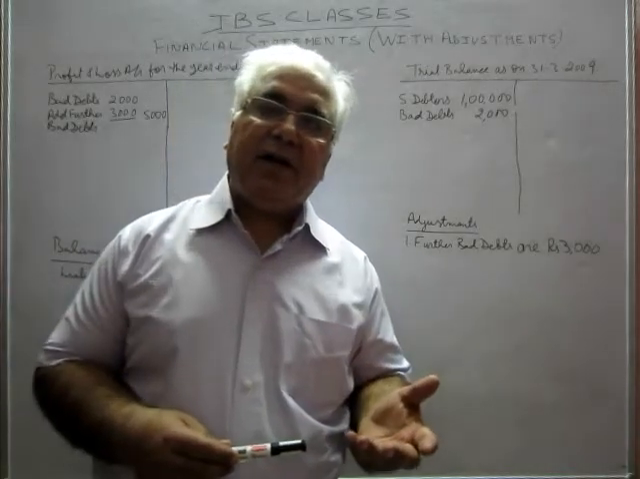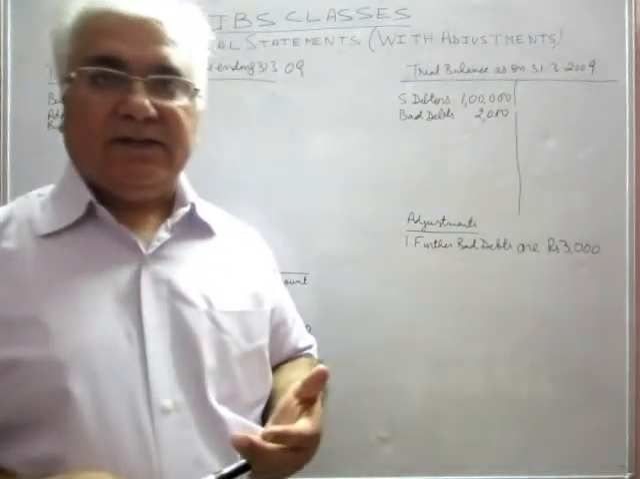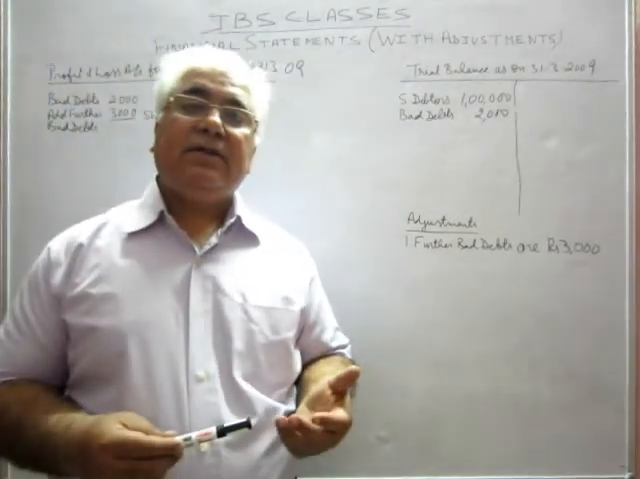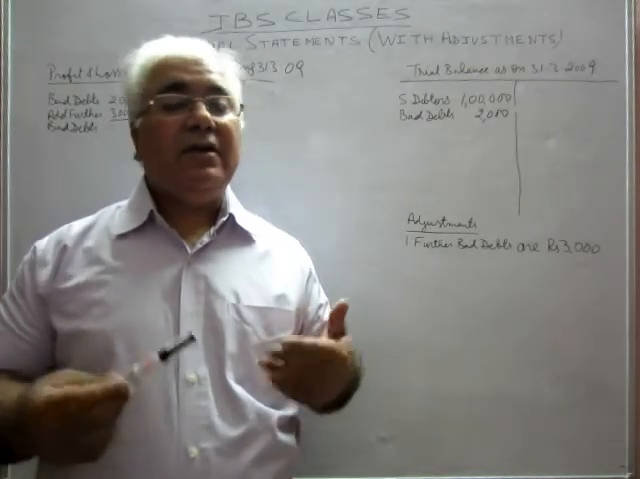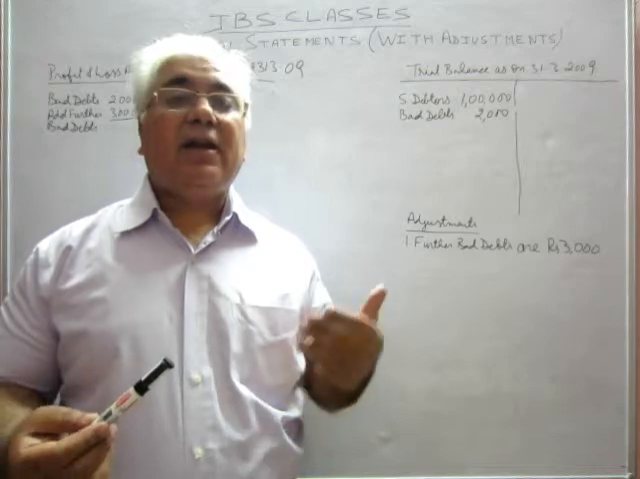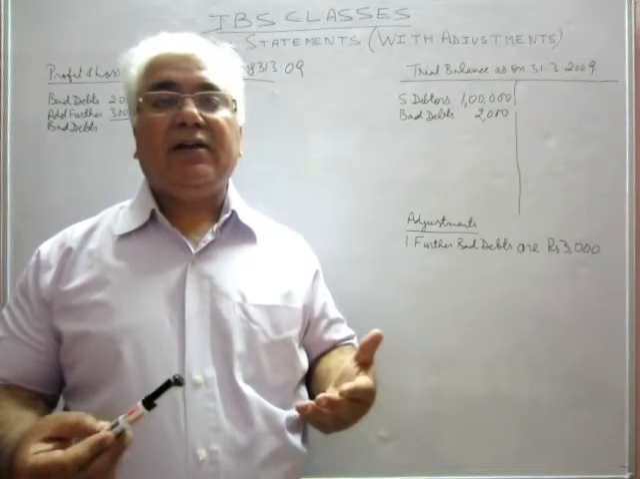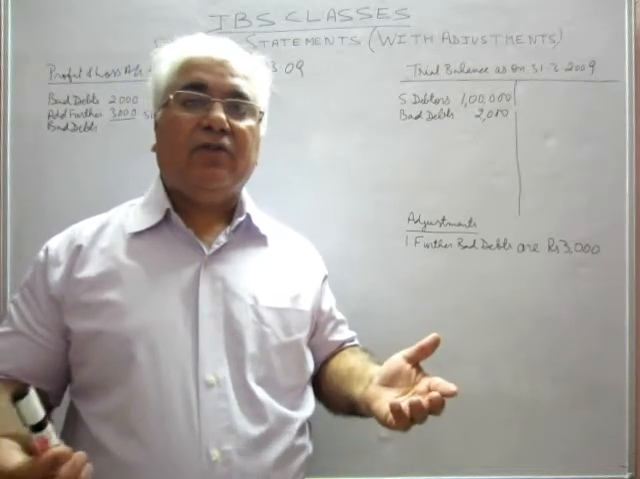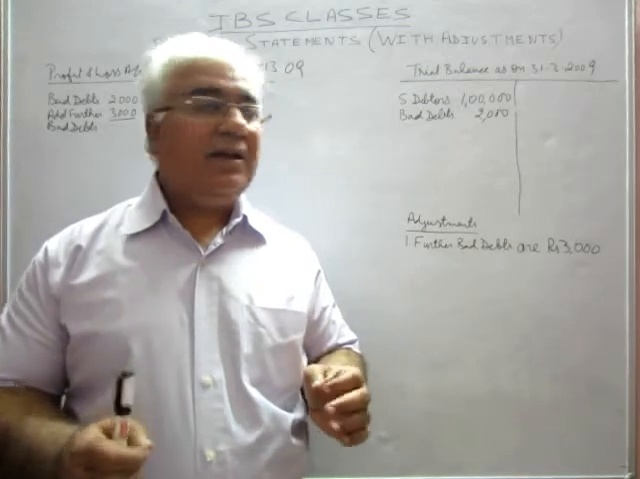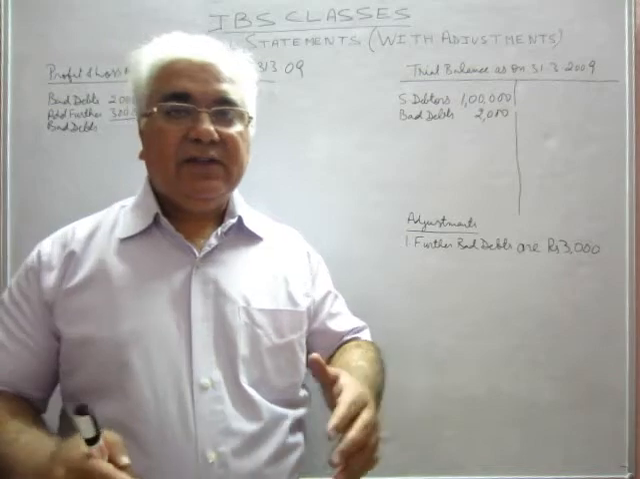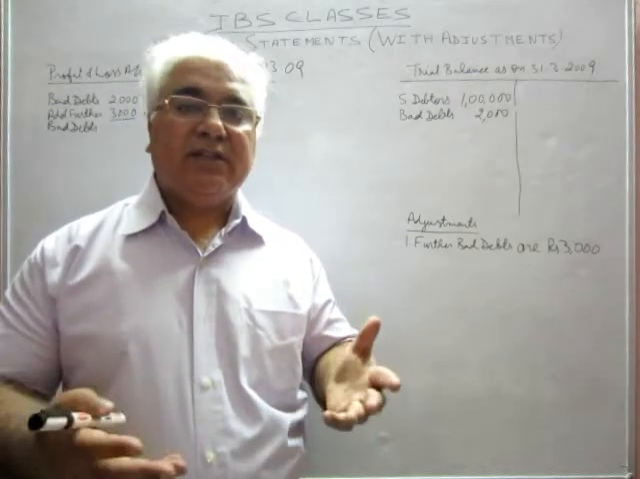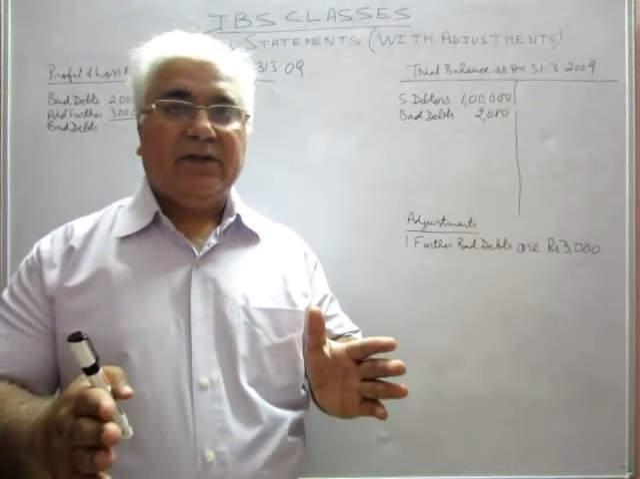The next adjustment relates to bad debts. Now, what are bad debts? These are the amounts which could not be recovered from our debtors, irrecoverable amounts. So they are to be written off. So for that we pass the entry bad debts account debit to sundry debtors. With this, a new account comes into existence, that is bad debts.